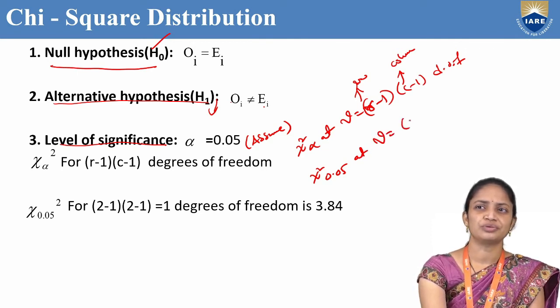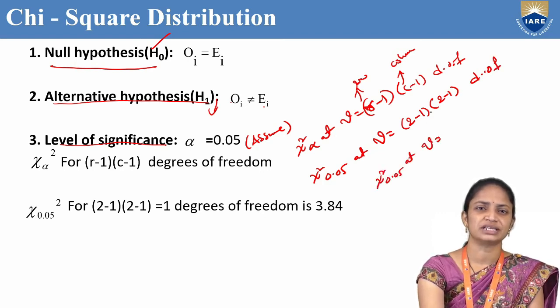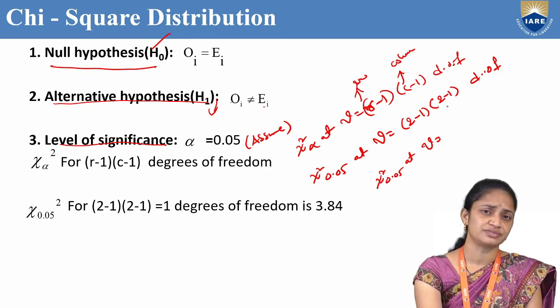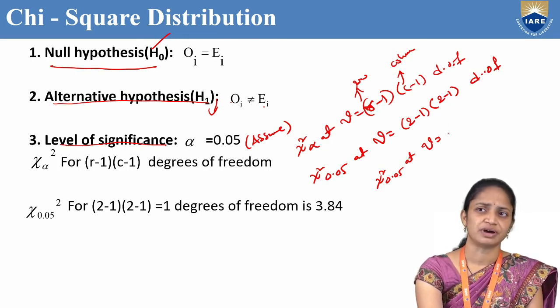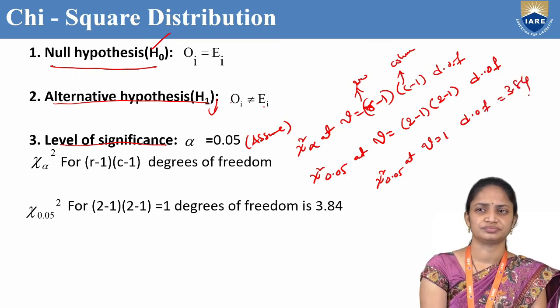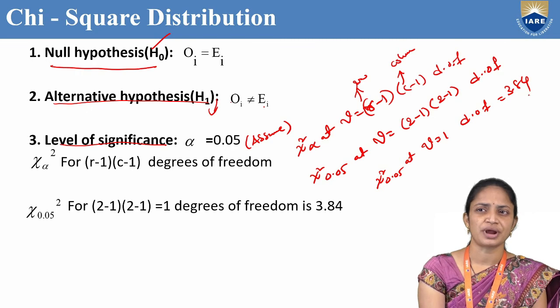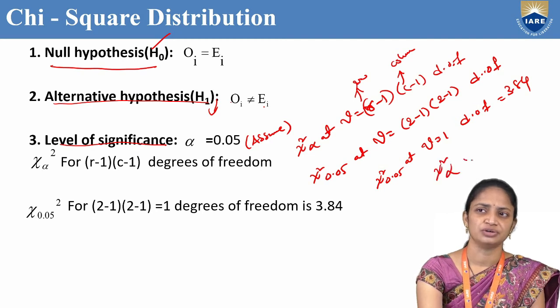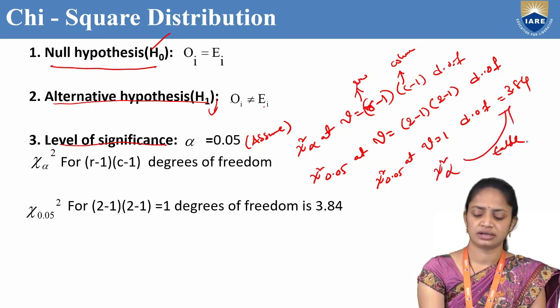And nu equal to how many rows are there? 2 rows, so 2 minus 1, and how many columns are there? 2, so that is also 2 minus 1 degrees of freedom. So 2 minus 1 is 1, and 2 minus 1 is also 1. So 1 into 1 is 1 degree of freedom. Chi-square 0.05 at nu equal to 1 degree of freedom is 3.84. So that is the chi-square alpha value we have taken from the table.